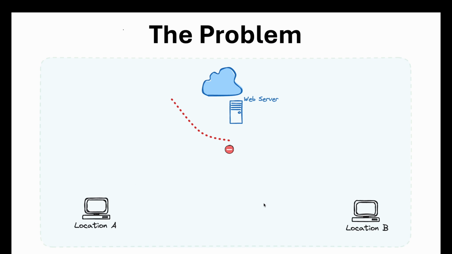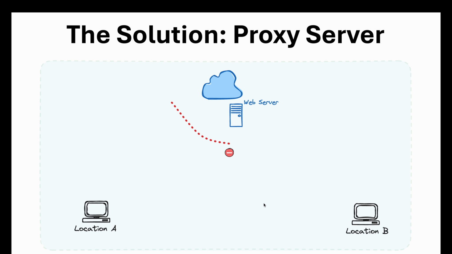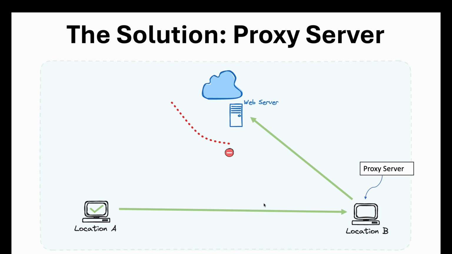In short, the problem is that we want to access some web server or website, but for whatever reason, from our network, we currently can't access it. But we do know that from another network, they would be able to access it. So the solution is for our network to send a request to the other network to pass the message on to the web server for us. This is called using a proxy server.